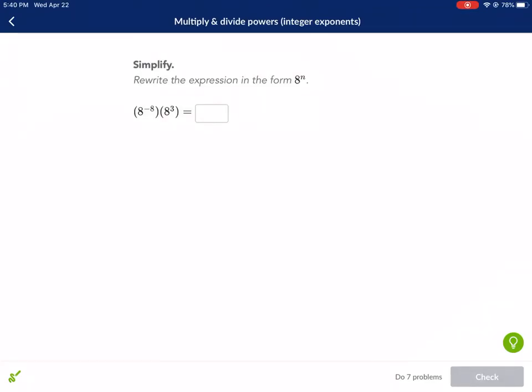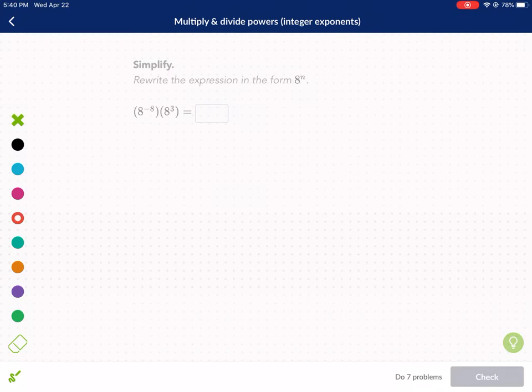Today we're going to be talking about multiplying and dividing powers, integer exponents. So the first prompt is simplify. Rewrite the expression in the form a to the n. Well, we should recognize this as exponent form, where 8 is our base and n is our exponent. Now exponents are all about repeated multiplication. The power indicates how many times you're going to multiply 8 times itself.